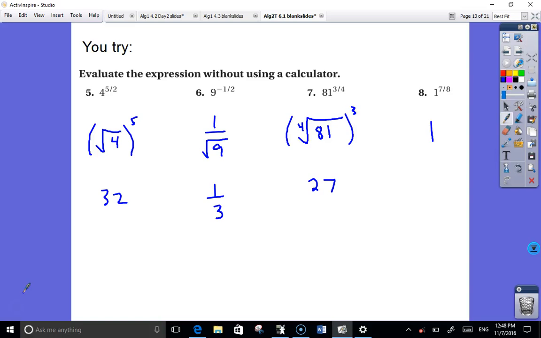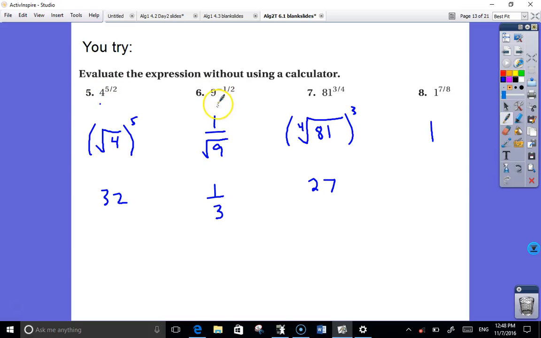So, everybody get that? Right? 4 to the 5 halves. Again, you don't have to show that line of turning it into a radical, if you just think like a radical, right? Use the denominator. The square root of 4 is 2. 2 to the 5th is 32.